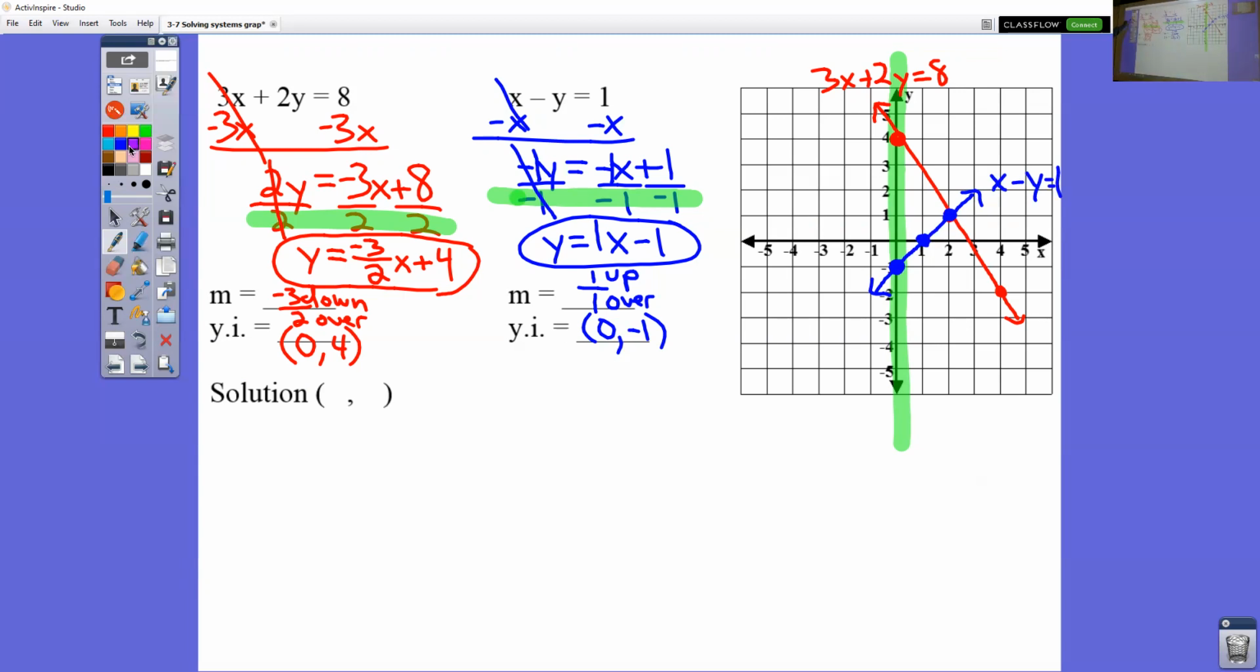Where do these two lines cross? Well, these two lines cross right here at that purple dot. Where is that? Remember, when you go to do your solution, your first number is how many you go over. Your second number is how many you go up or down. So starting in the middle, over to 2, up to 1. So 2, comma 1 would be your solution because that's where they cross.